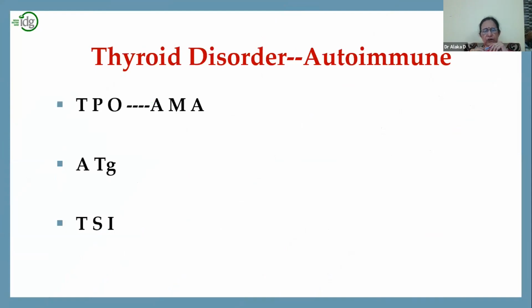Now, thyroid disorders, most of them we say are autoimmune disorders, and therefore we will do TPO antibodies. They are also called antimicrosomal antibodies. Then thyroglobulin antibodies, which are of importance only in carcinoma of the thyroid, and then thyroid stimulating immunoglobulins. These are important in hyperthyroidism, but in day-to-day practice we may not need these.